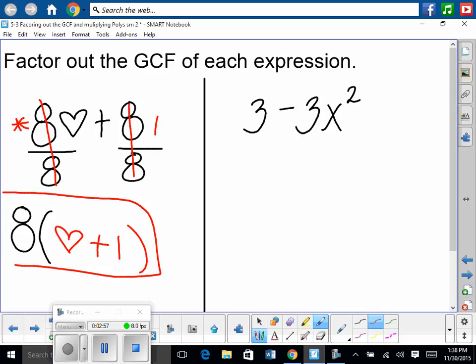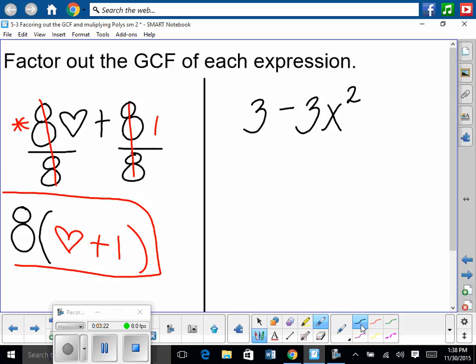All right, let's do another one. So we have 3 minus 3x squared. Now guys, it's not a choice. If you cannot factor, you will not pass this class. So I'm telling you right now, if you want to pass the class, you have to be able to factor. If you want to pass the second half of the year, you have to be able to factor. This is not one of those topics that you can skip. So just so you all understand.